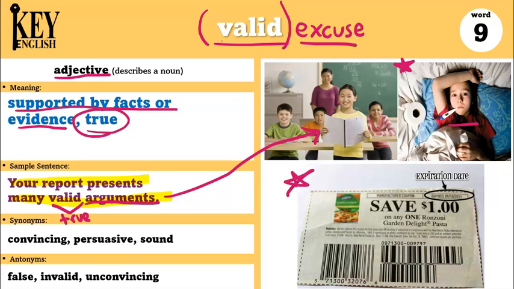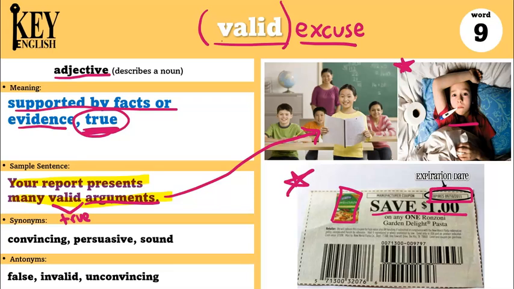Here's another example. This is a coupon. So when you go to a store to buy something and you have a coupon, maybe you can save some money. You can get $1 off of this food. So this coupon usually has a date on it and you have to use it before this date. So we can say this coupon is still valid. That means it's still okay. You can still use it. Or this coupon is not valid because the date already passed.